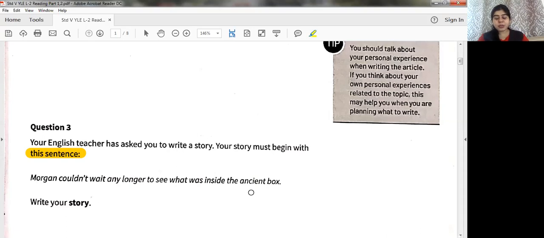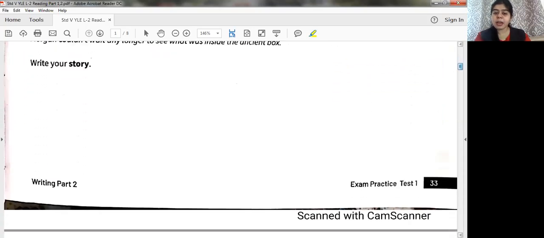So what you have to do, when such a question is there, students, is begin your story with the sentence which is already given, and then you have to expand and elaborate your points in the story. So the beginning of the story should have this sentence: Morgan couldn't wait any longer to see what was inside the ancient box. This is the sentence, and your story must begin with this sentence only.